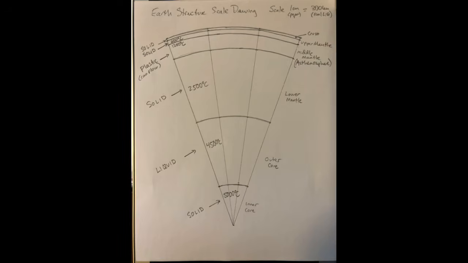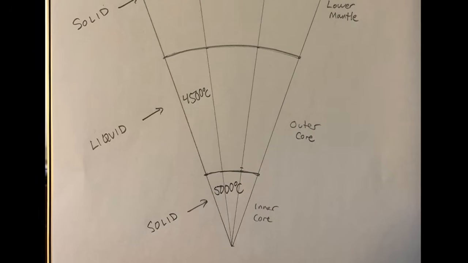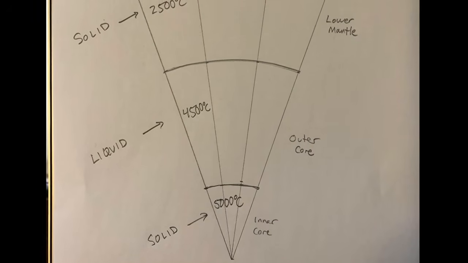Finally, there's some labeling to do. We want to label whether the layers are solid or liquid or plastic, which is kind of a solid that can flow like the asthenosphere is. We also want to label the temperature of each of these layers. So when you're all done, your scale drawing of the Earth structure will look something like this.